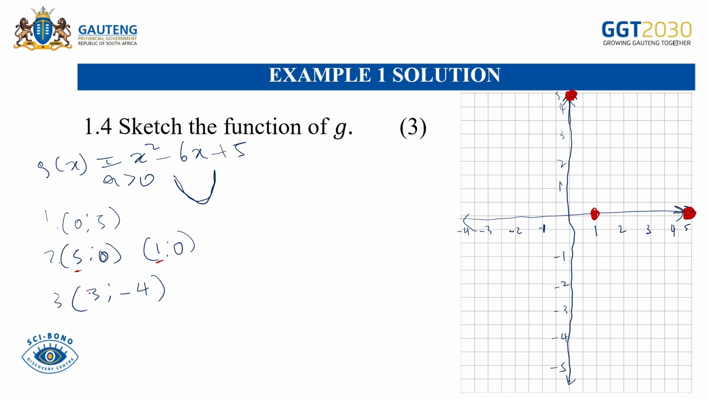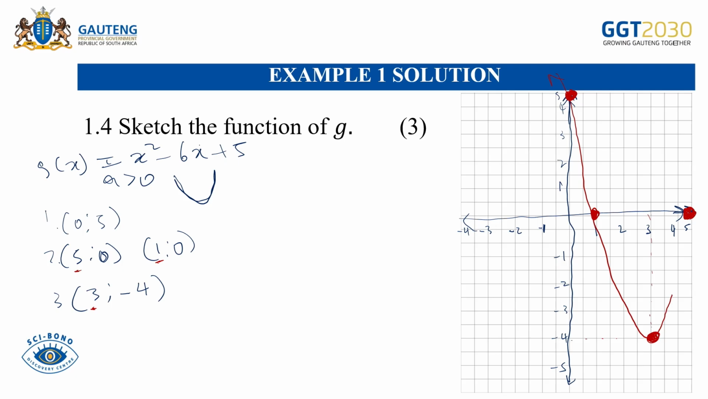Then your value of x is 3. This is the turning point. The value of x is 3, so here's our 3, and the value of y is negative 4. So it means when x is 3, y is going to be negative 4. So our point is going to be here. Right?